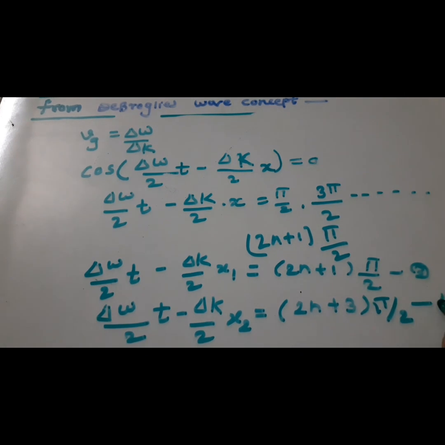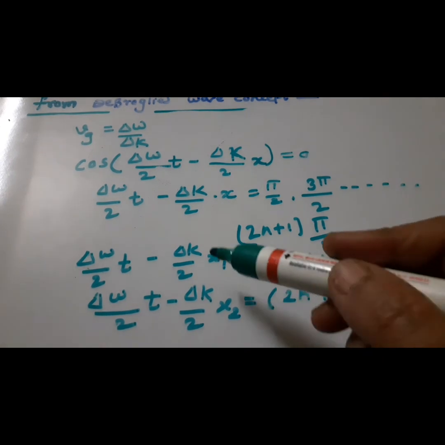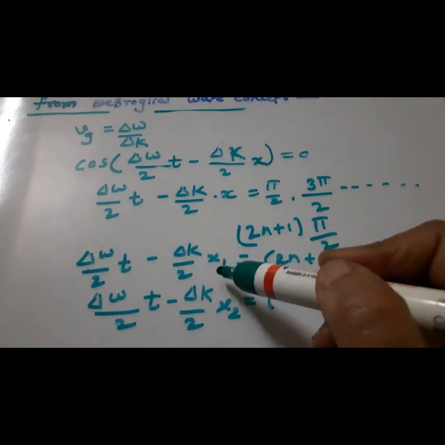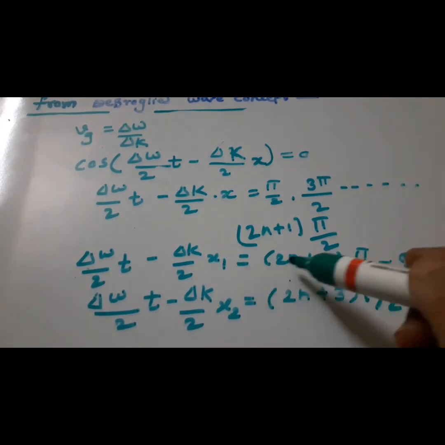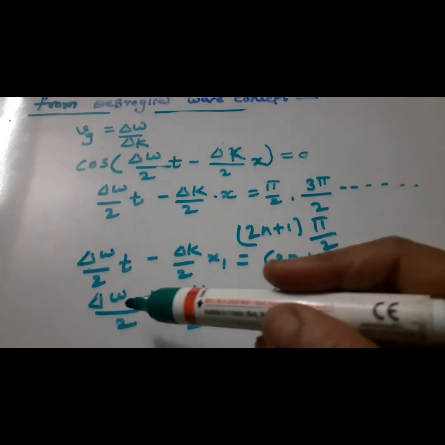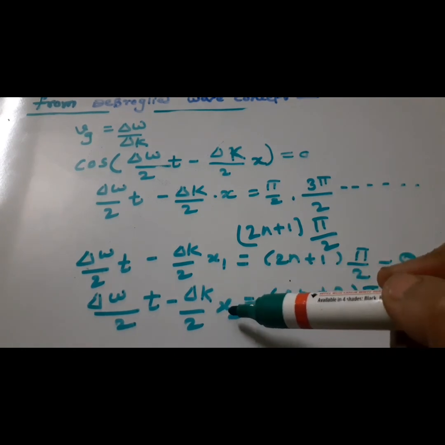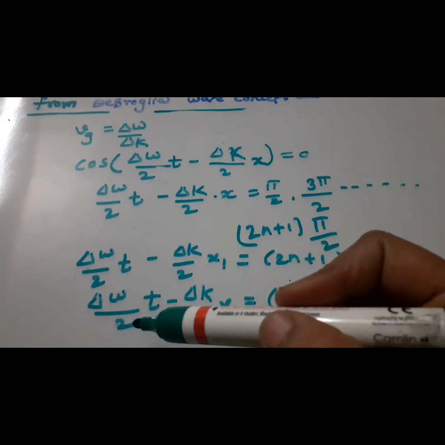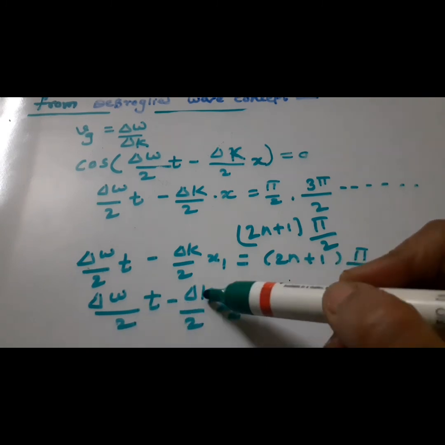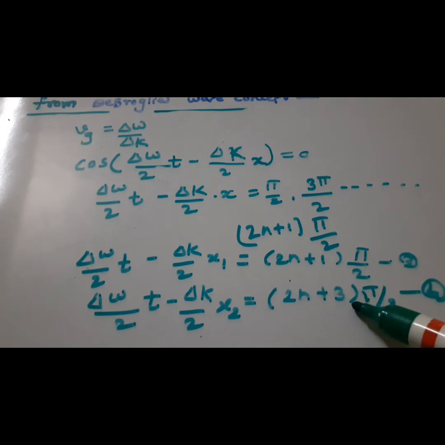This is equation 4. See here, this is for the x1. For the first node, we can write that it is equal to 2n plus 1 into pi by 2. But the second equation for the second node, that is x2, means delta omega by 2 into t minus delta k by 2 into x2 is equal to 2n plus 3 into pi by 2. This is equation 4.